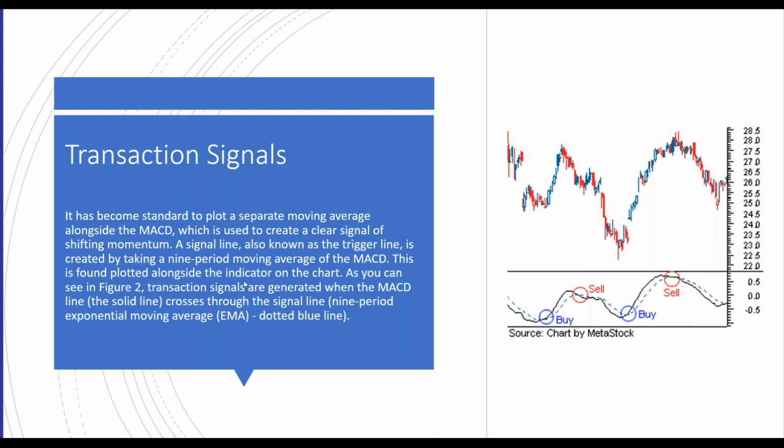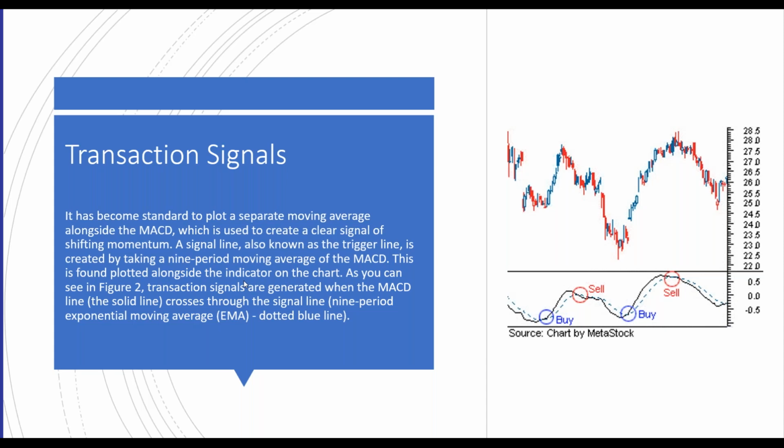Now, transaction signals. A lot of us call these buy and sell signals. Some people call them entry signals. I like to use the term transaction signals because they actually aren't buys. They're giving us a possible transaction. It has become standard to plot a separate moving average alongside the MACD, which is the signal line, also known as the trigger line.